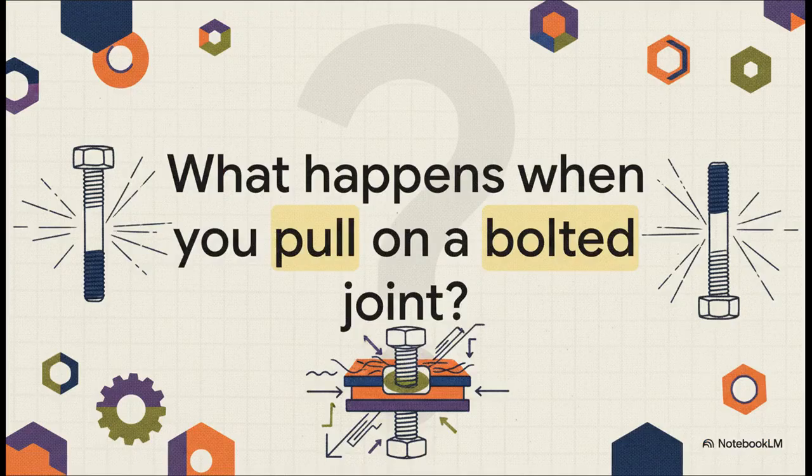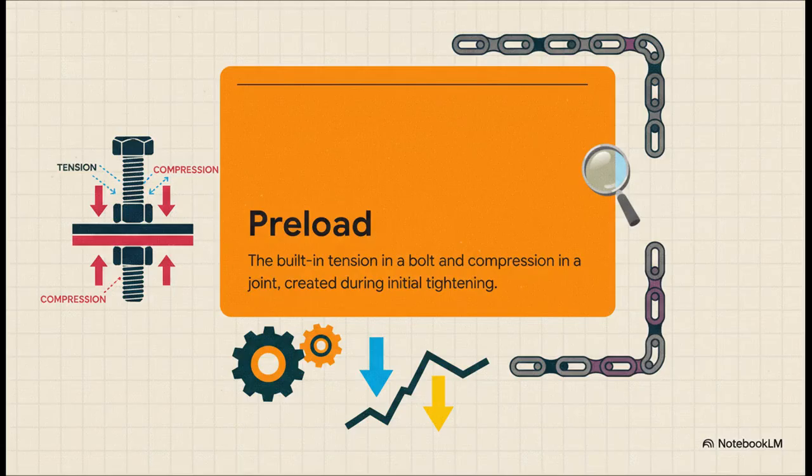So let me ask you a question. What actually happens when you pull on a bolted joint? I mean, it seems obvious, right? You pull, the bolt stretches, and if you pull hard enough, it breaks. But the reality is so much more clever than that. The way the bolt and the parts it's holding work together, it's a dynamic system, and it's designed for incredible strength. The magic word here is preload.